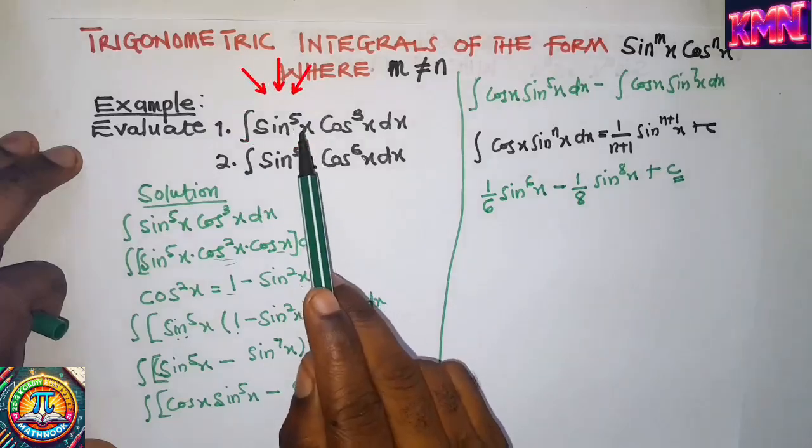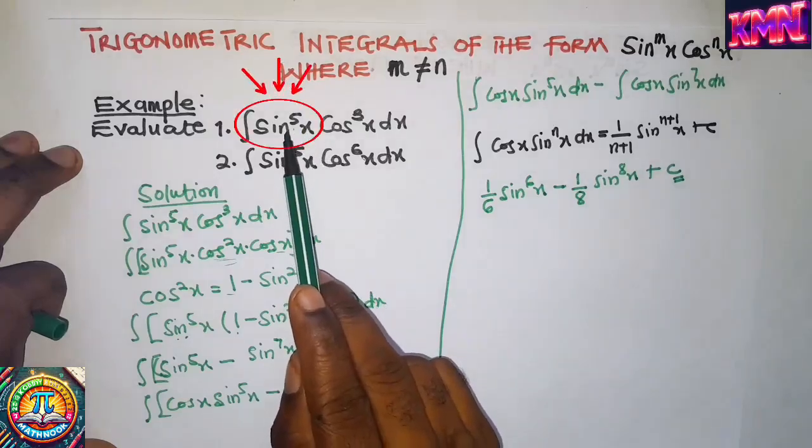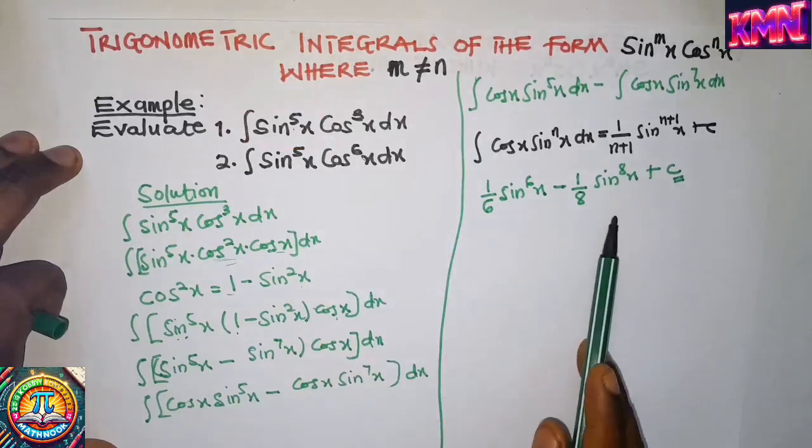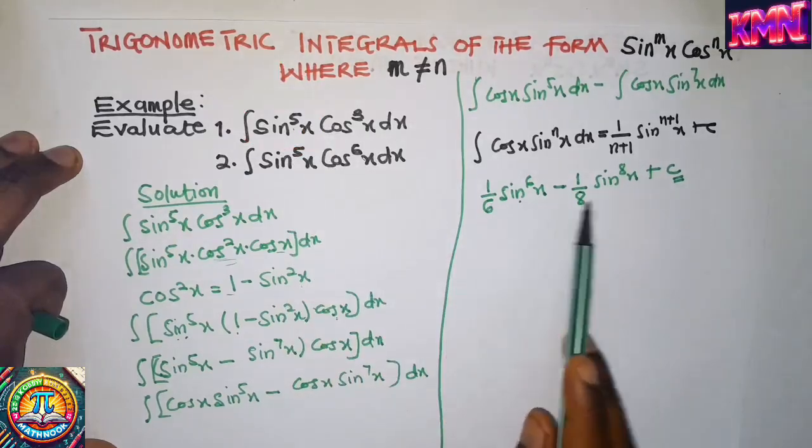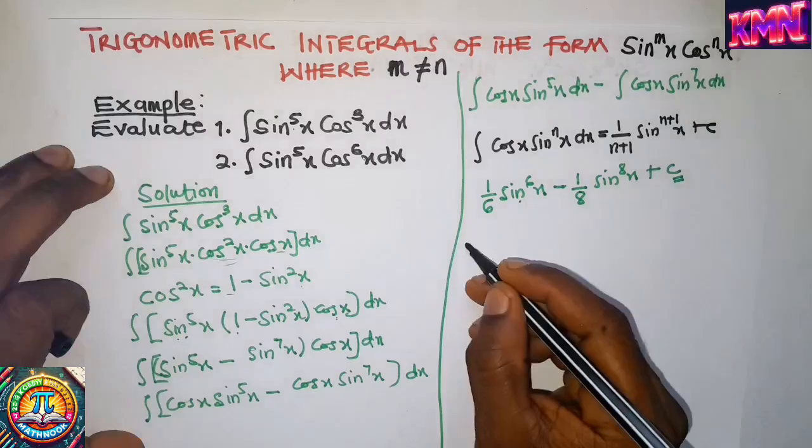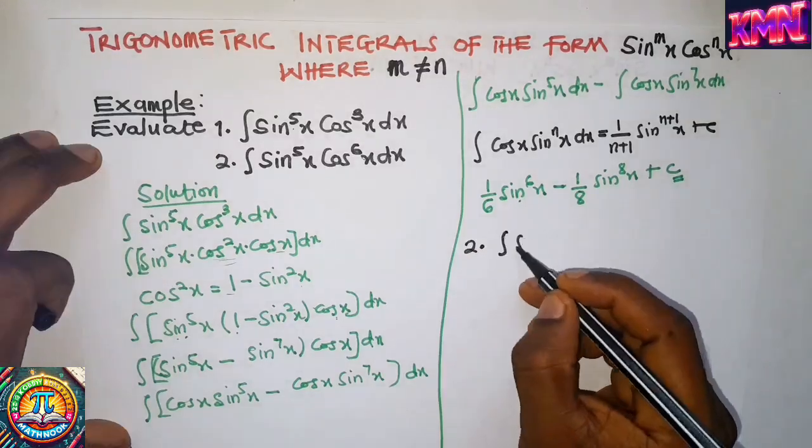Note that if you choose to split one of the factors of sine, the solution will be different. In this case, everything will be in terms of cosine. Both are correct. Then number 2.